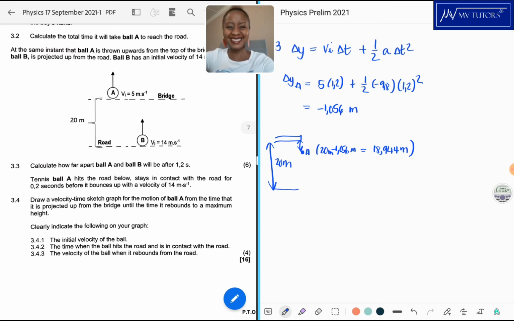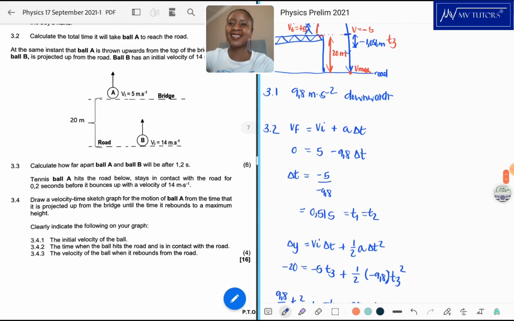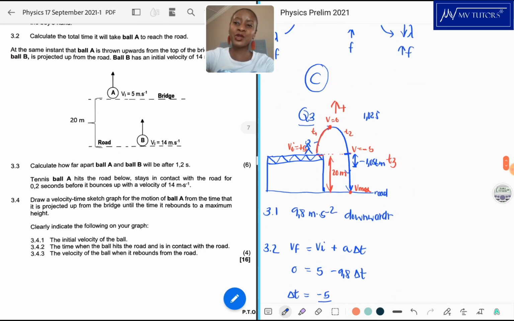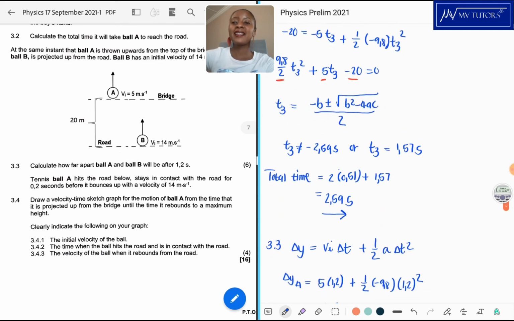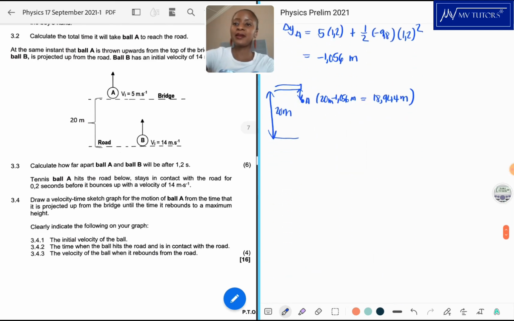Yeah, I hope I didn't lose you guys there. If I did not know the time it took for the ball to reach the maximum height and all the way down, I wouldn't probably know where this negative 1,056 applies to. Okay, so it helps to know. Okay, now what happens for ball B?